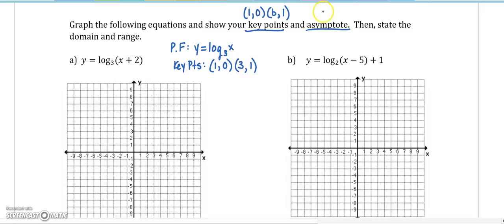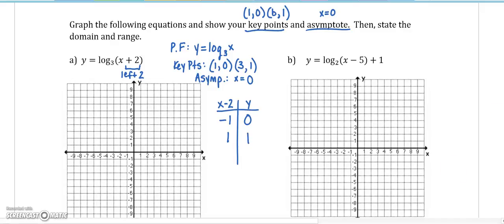All right, then the asymptote, remember, before it was y equals 0, so now it'll be x equals 0. So our asymptote is x equals 0. Okay, now we just have to figure out our transformations. Luckily, there's only one here, and that's a shift left 2. So when I create my table, I'm going to do x minus 2, and y is going to stay the same. So my key points, I'm going to subtract 2 from x, so 1 minus 2 is -1, but y stays the same. And same with my other key point, 3 minus 2 is 1, but y stays the same.